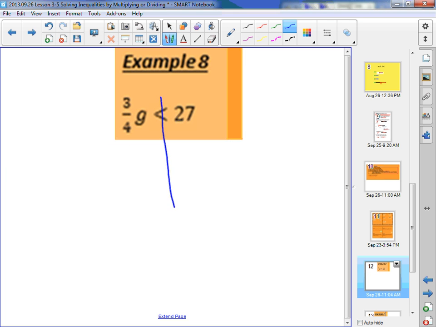All right, let's do example 8 before this gets out of control. Okay, so on example 8, we've got 3/4 g is less than 27. So do you guys remember how to undo a coefficient that's a fraction? You remember? What do we do, Austin? Okay, you remember the official name for doing that?